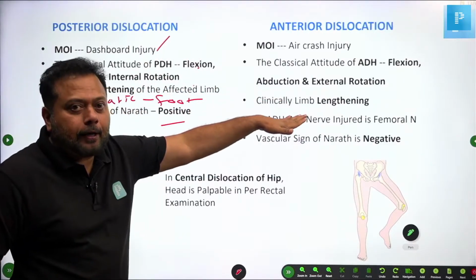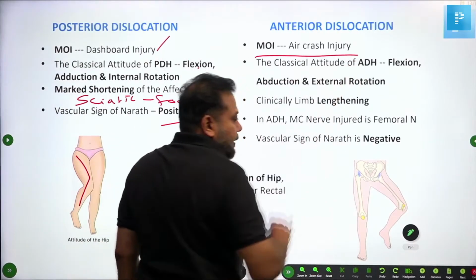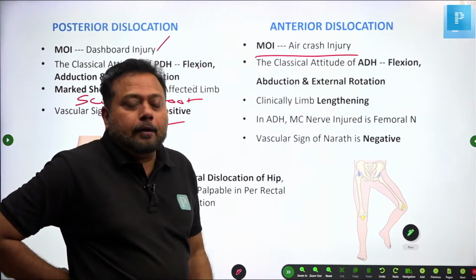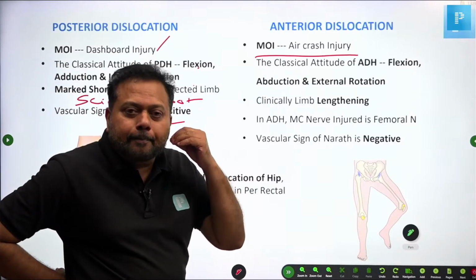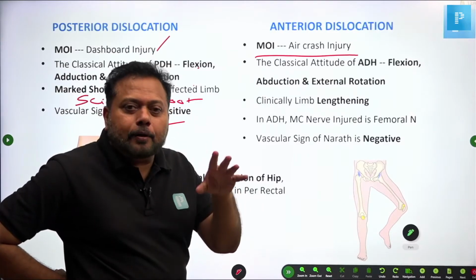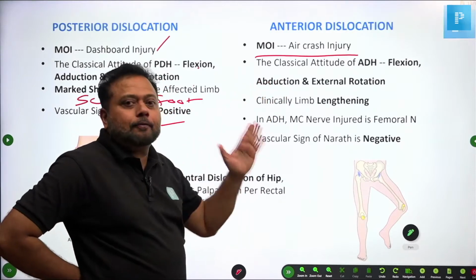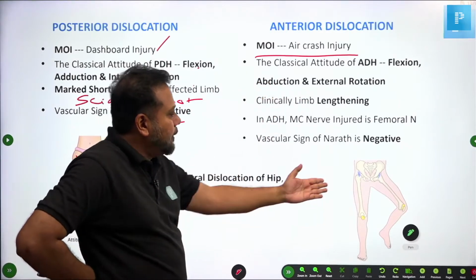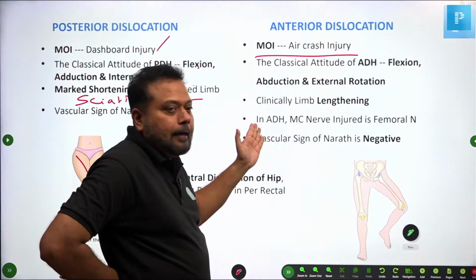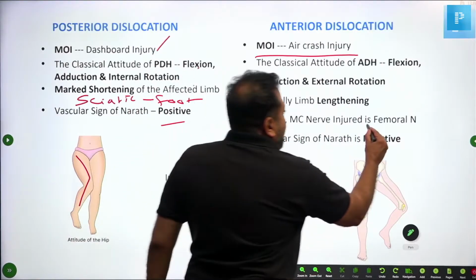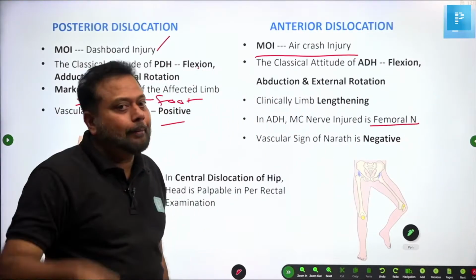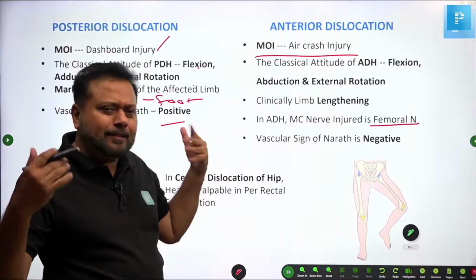Anterior dislocation's mechanism of injury is an air crash. I used to teach my UGs that posterior dislocation is a middle class injury and anterior dislocation is a costly injury, air crash. The classical attitude is flexion, abduction, external rotation, with lengthening. Here the nerve damaged is the femoral nerve, which is why there is quadriceps involvement. Vascular sign of Narath is negative.